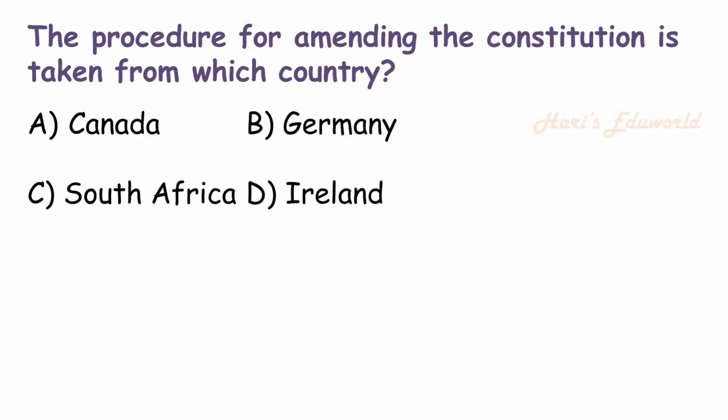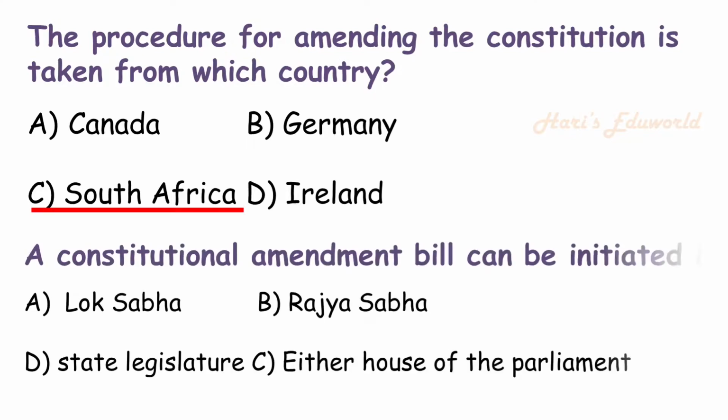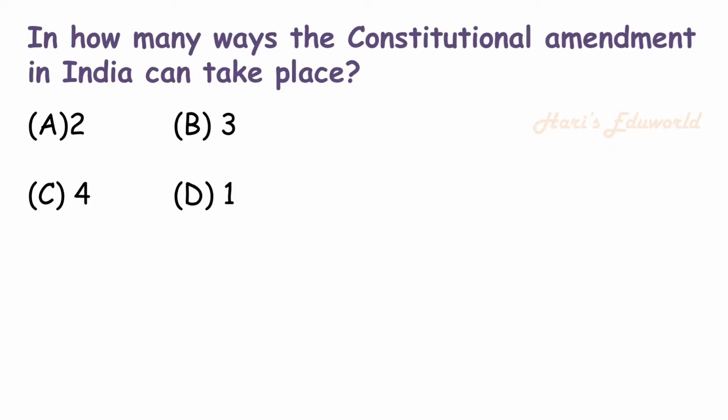The procedure for amending the Constitution is taken from which country? Answer option C, South Africa. A constitutional amendment bill can be initiated in. Answer option C, in either house of the parliament. In how many ways the constitutional amendment in India can take place? Answer option B, 3 ways.